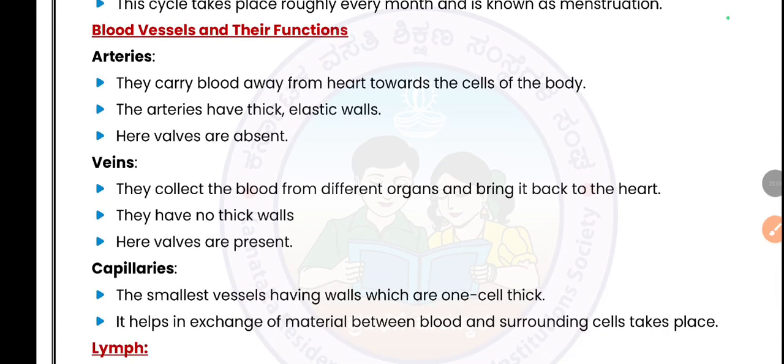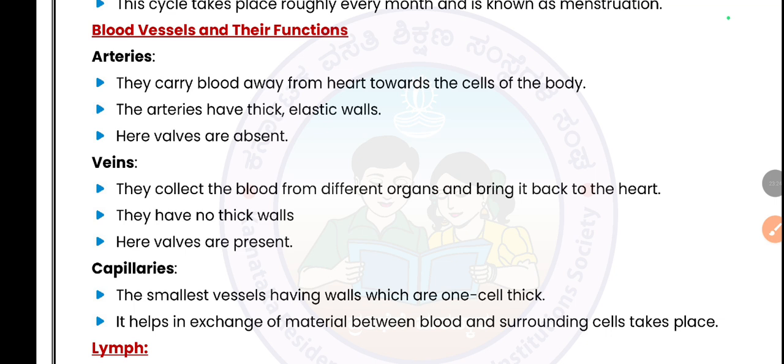Then blood vessels and their functions. Arteries carry blood away from the heart towards the cells of the body. The arteries have thick, elastic walls. Valves are absent in them, whereas they are present in veins. Then veins collect the blood from different organs and bring it back to the heart. They have thin walls.